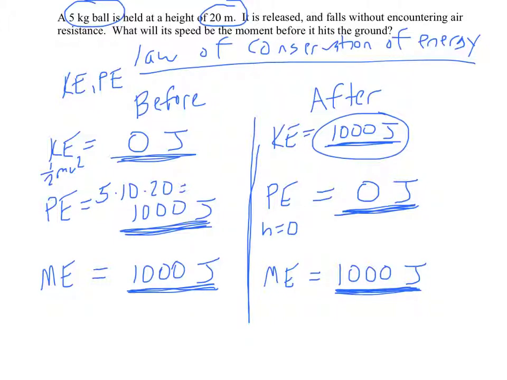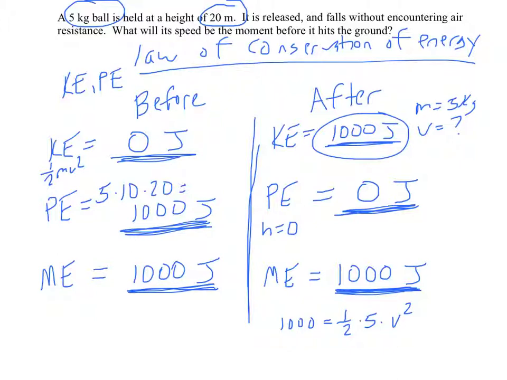And now we can treat this just as solving a kinetic energy problem. We're trying to find the velocity, or the speed, right before it hits the ground. So we know the mass is still 5 kilograms, and we're looking for v. So it's, again, kinetic energy 1,000 equals 1/2 times m, 5, times v squared. And then we just go through. I'm going to kind of save the steps because we've done it in a previous problem. We're just going to solve for v.